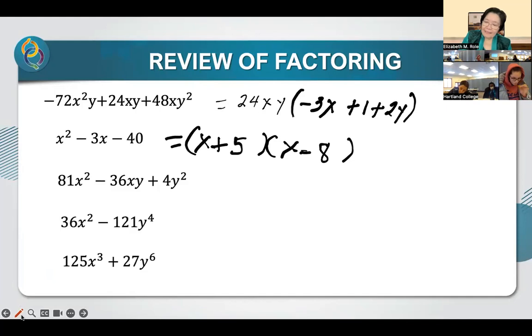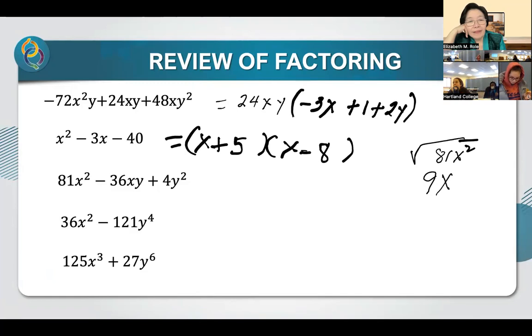Yes, it's a perfect square. And what is the square root? 9x, right? The square root of 81x squared is 9x. Is the last term a perfect square? Yes. The square root of 4y squared is 2y. Look at the middle term.